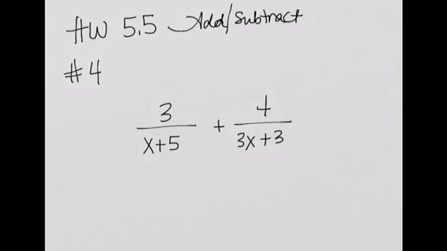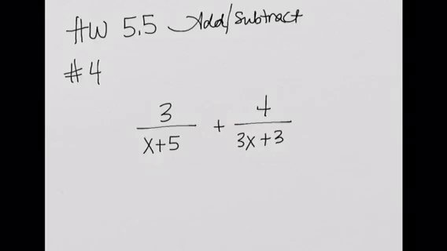Okay, here's homework 5.5, adding and subtracting rational expressions. This is the second day where we're dealing with binomial denominators. This is number 4. If you notice here, I have two fractions, and the operation between them is addition. Well, in order to add two fractions, they must have the same denominator.